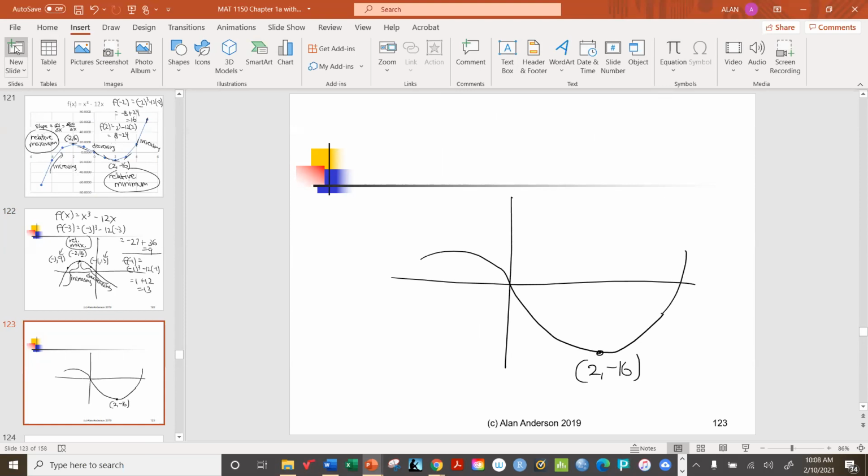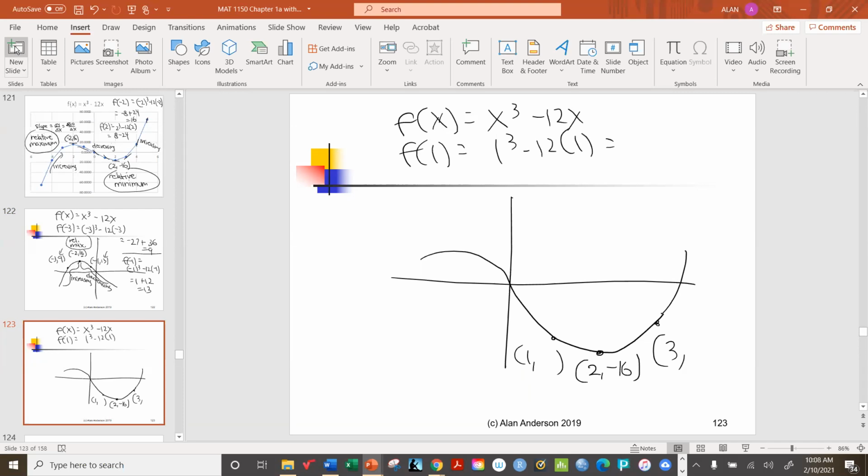I want to evaluate it at two other points, just to the left and just to the right of it. And you can see in either case, the value of y should be greater than negative 16. If so, this is indeed a relative minimum. So remember, the function is f of x equals x cubed minus 12x. So f of 1 is 1 cubed minus 12 times 1, 1 minus 12, negative 11. And of course, negative 11 is larger than negative 16. Now let's do the same thing for 3.